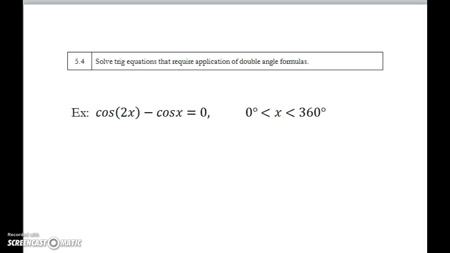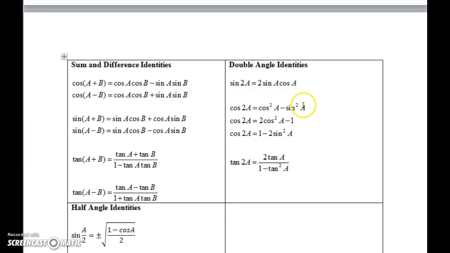Now, even though we only have one trig function in this equation, which is cosine, there's a slight problem in the fact that we have two different arguments. We have 2x as one of our arguments and x as the other argument. And when we have two different arguments in our equation, we can't solve it until we make a substitution of some sort so that we only have a single argument. So cosine 2x should tell us that we need to look at our double angle formulas.